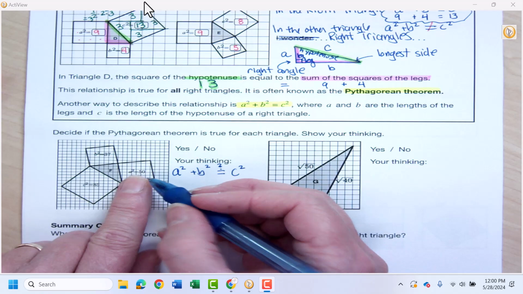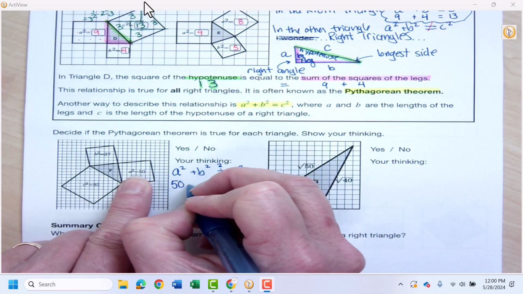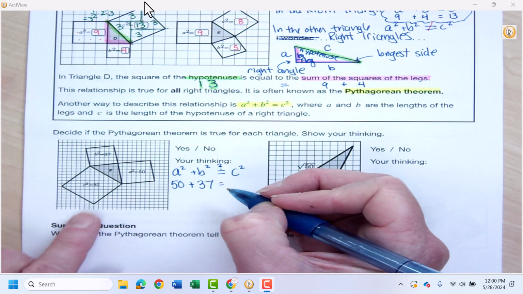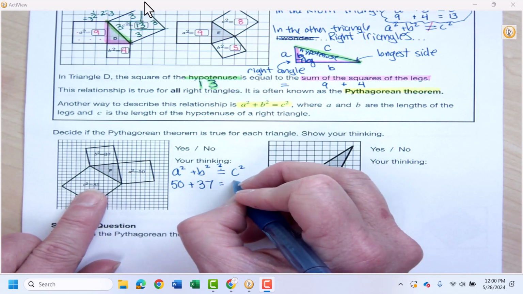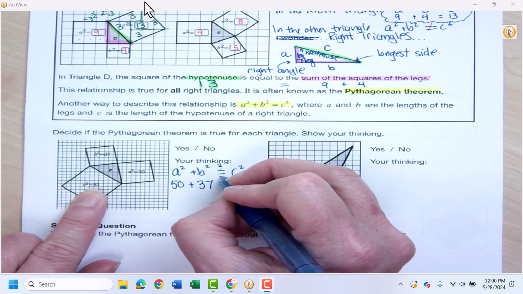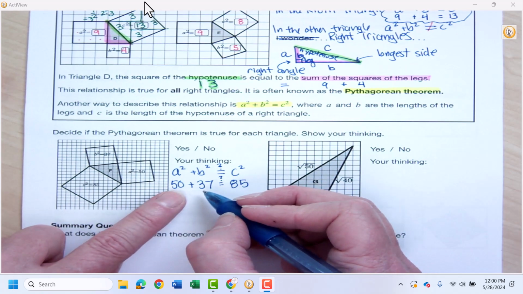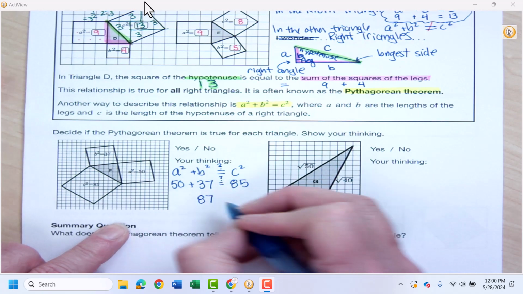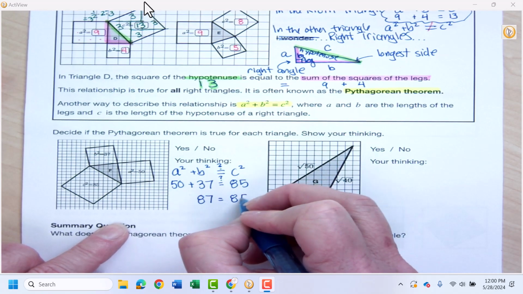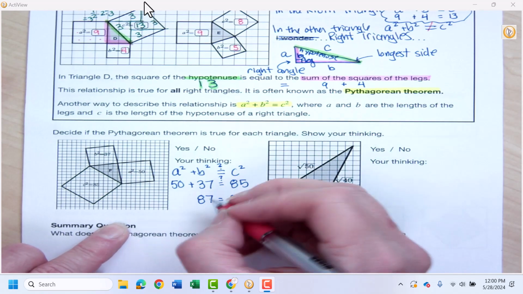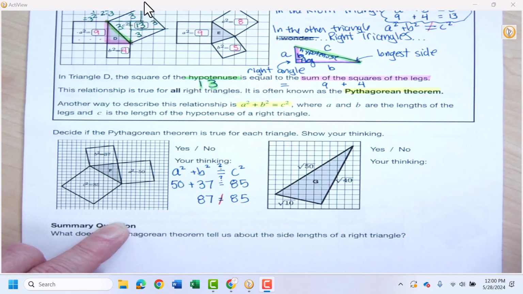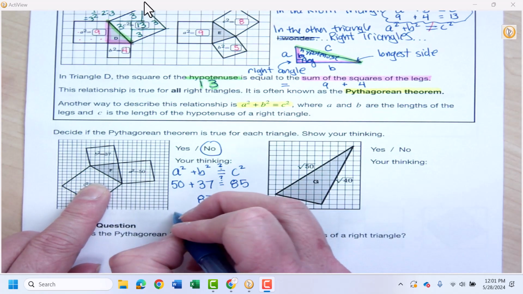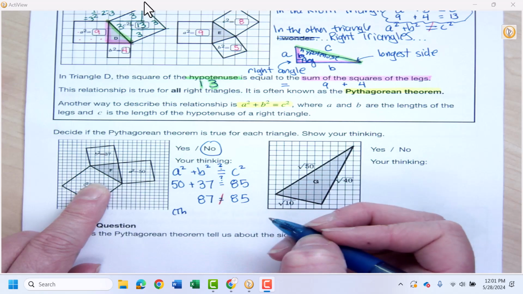Well, they told me that A squared was 50. They told me that B squared was 37. And they told me that C squared was 85. Now, is that true? Well, 50 plus 37 is 87. Well, close but no cigar. They're not exactly equal, which must mean that that one's not a right triangle. I'm going to say this must not be a right triangle.